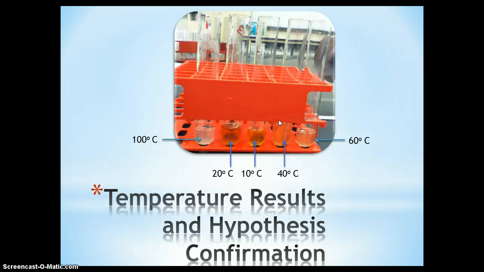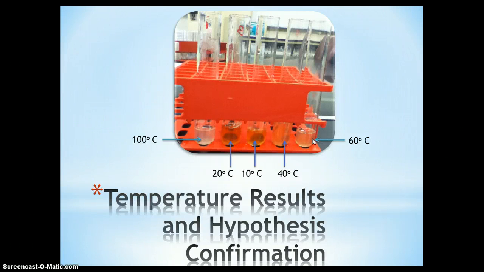So basically, at 100 degrees Celsius here, you can tell there was no color change. At 20 degrees Celsius, there was a dark color change. At around 10 degrees Celsius here, there was little color change. At 40 degrees Celsius, there was a dark color change. At 60 degrees Celsius, there was little color change.